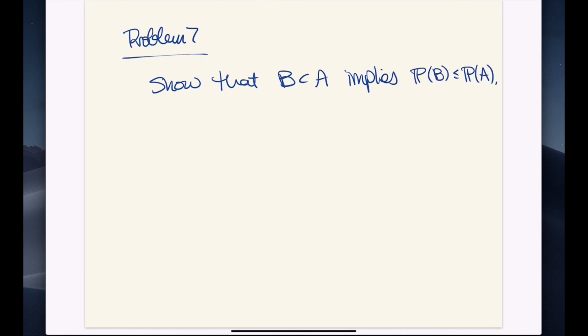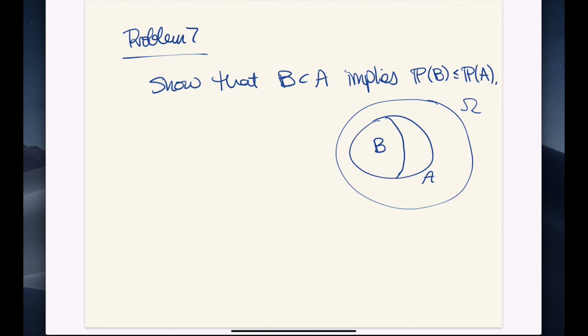So in this problem, we want to show that if B is a subset of A, then the probability of B is less than or equal to the probability of A. This is a common sense property that we definitely want our probability measure to satisfy. If you know that one event implies another event, then that gives you some information about the direction of inequality between those 2 events' probabilities.